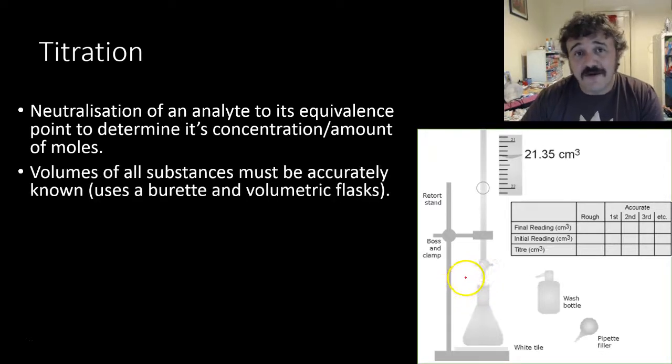So, the volumes of all substances need to be known super accurately, or as accurately as possible. And you need to mention how accurately you know it as well. So we use a burette and a volumetric flask. We do not use a measuring cylinder. We do not use a beaker to measure stuff. I mean, you don't do that anyway. But in this case, we're using volumetric flasks, pipettes, and burettes.